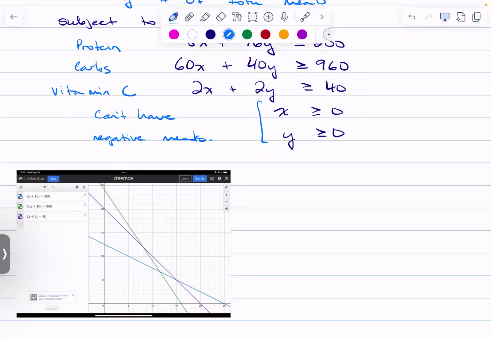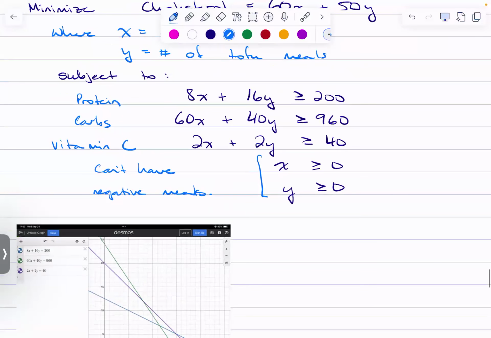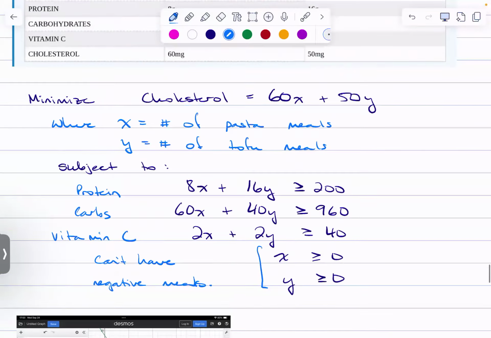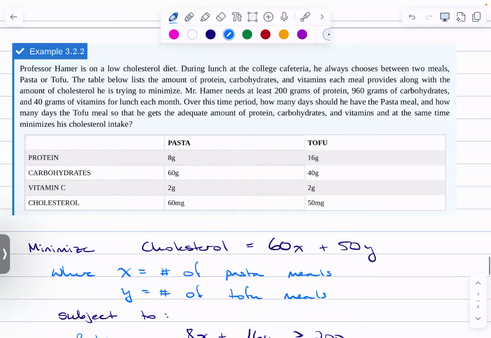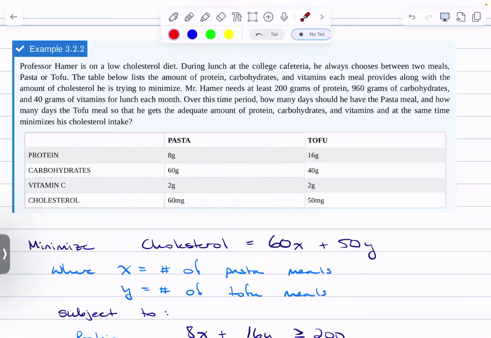Out of curiosity, how did we get the greater than or equal to signs for the first part? Because typically we've seen them be the same on both sides, but now they're different. It's from this line here: Mr. Hamer needs at least 200 grams of protein, 960 grams of carbs, and then 40 grams of vitamins. So that's where those restrictions came from.